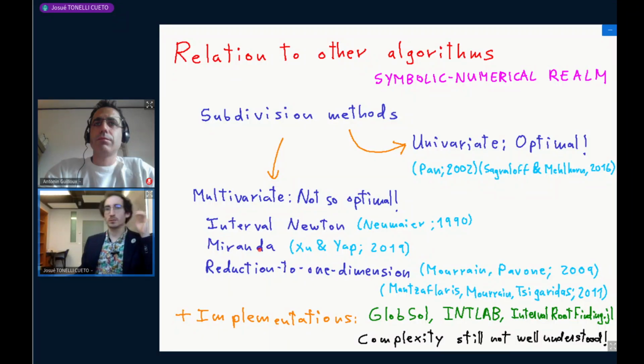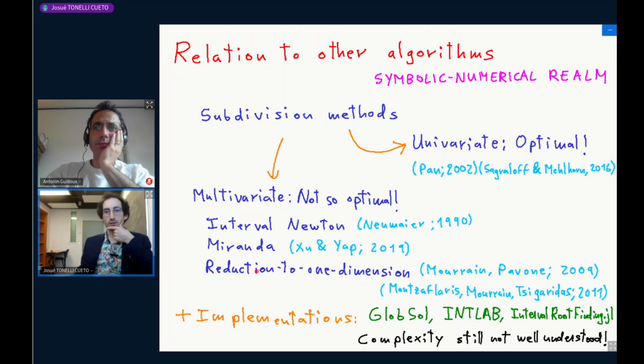Then you have a version that uses Miranda instead of Newton. This is a paper by Xu and Yap in the 2019 ISSAC conference. And then there are other papers that do a reduction to one dimension. You apply some criterion in which you reduce finding a root to a univariate criterion, and then you check there. The latest developments are a paper by Mourrain and Pavone, where they show quadratic convergence of this subdivision scheme, and then one by Mantzaflaris, Mourrain, and Sgaridas.